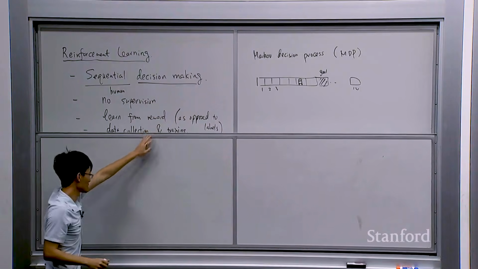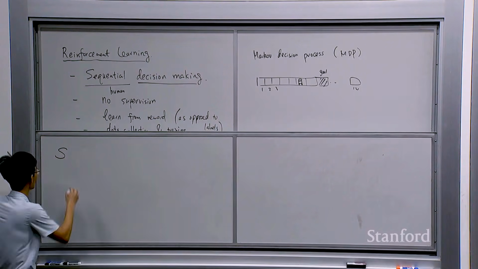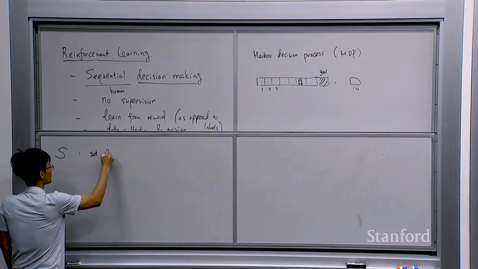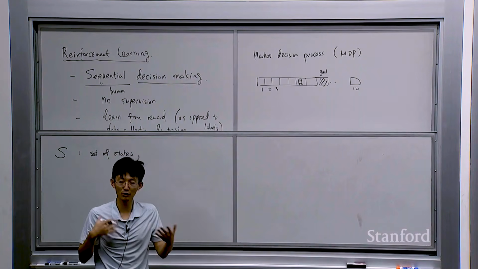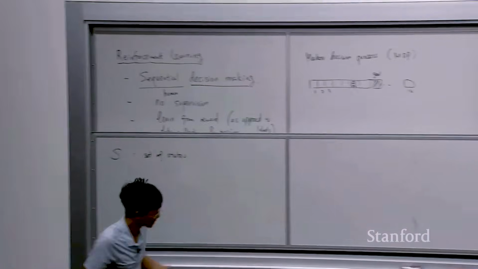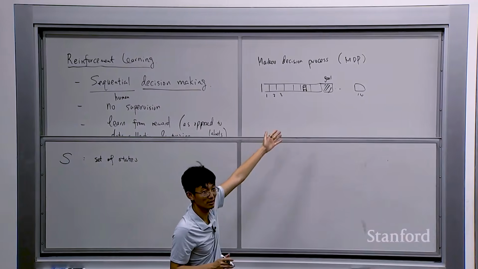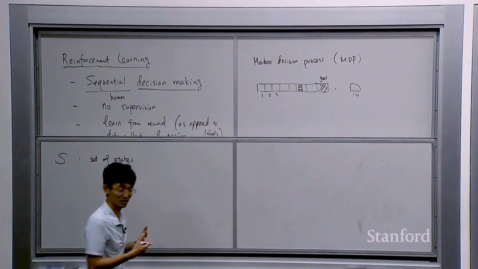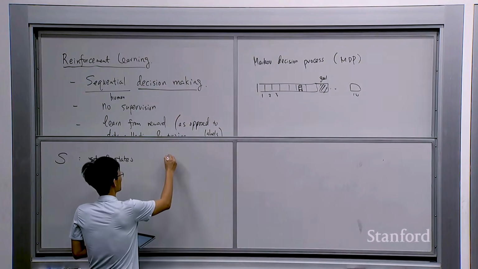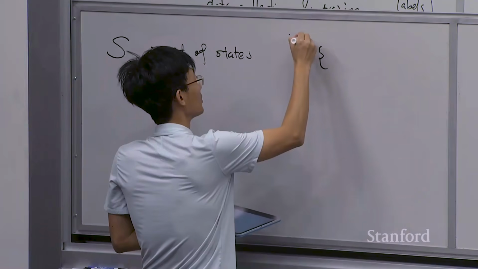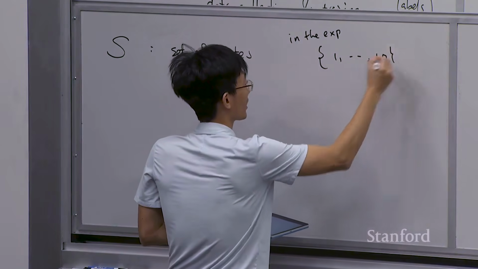Okay, so the basic framework is the following. You have one thing called capital S, which is the set of states. States are pretty much everything you need to describe the world, right? In this case, the state is where the robot is at right now. So the set of states is very simple. In this example, it's just 1 to, say, 10.